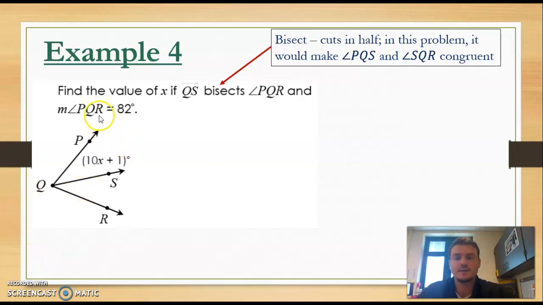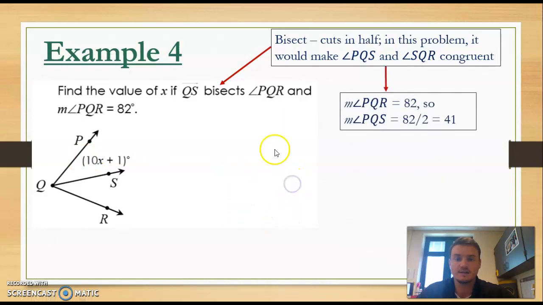So then more specifically, because they tell you that PQR is 82 degrees, so this whole angle is 82, if we cut it in half, that means that each of these angles right here has to be 41 degrees. So that's what this next little clip shows.